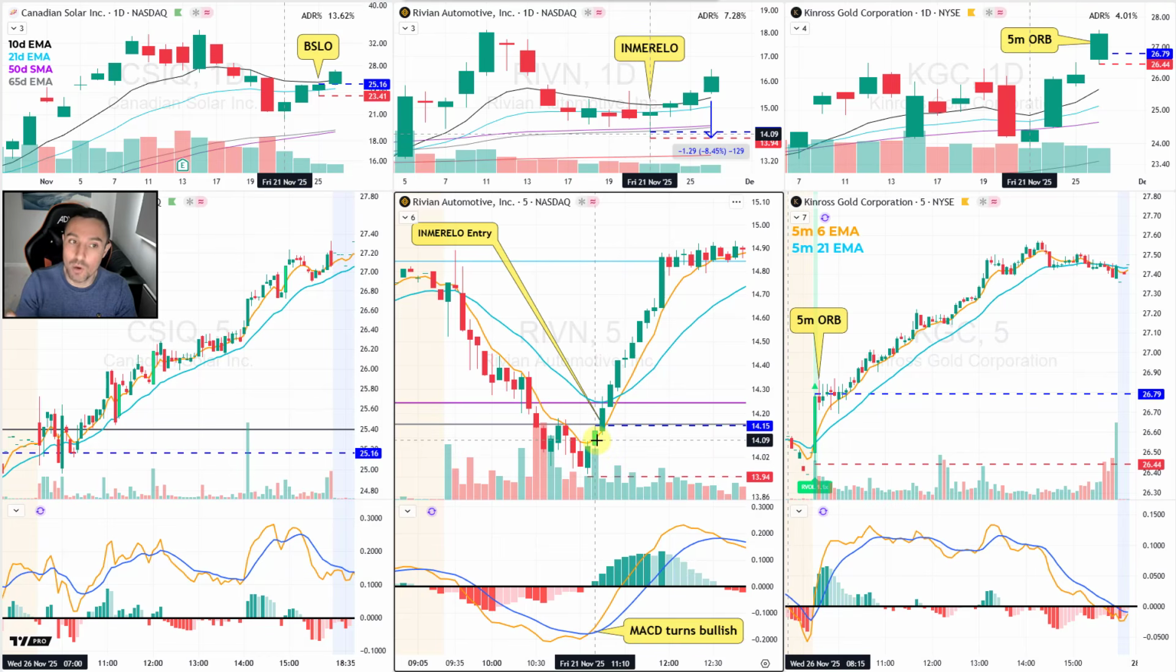You can see it's lighting up on my Immorello indicator. Just search my name in TradingView. You'll be able to find it, okay? And you get the MACD on the custom settings. So I want it to turn quicker. So I'm using custom settings of 6, 2, 9.